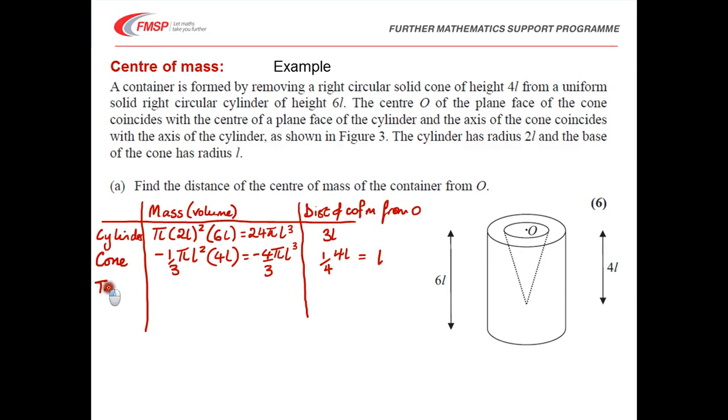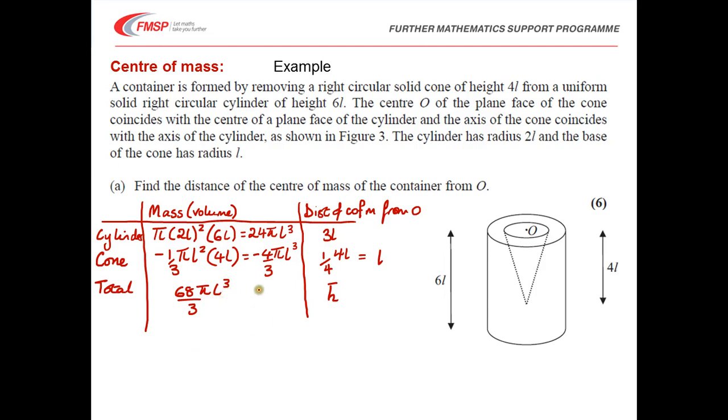We then need to put in the total, and 24 pi L cubed minus 4/3 pi L cubed gives me 68 pi L cubed over 3, and the distance of the centre of mass from O, I'm going to call that h bar. That's the distance that I'm looking for. Now, all of these volumes here are given in terms of pi L cubed. We're not really too bothered about the actual volume in each case. We're just looking really at the proportional volumes for each of them.